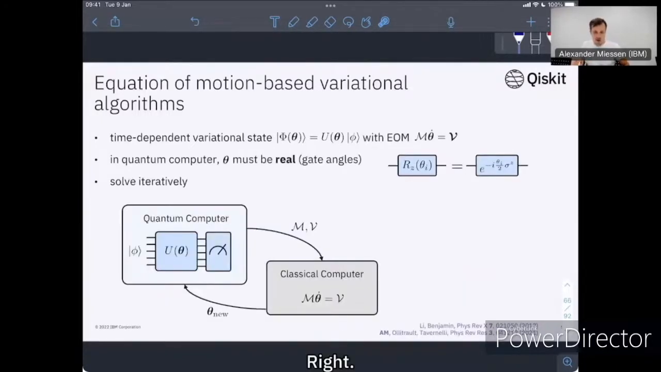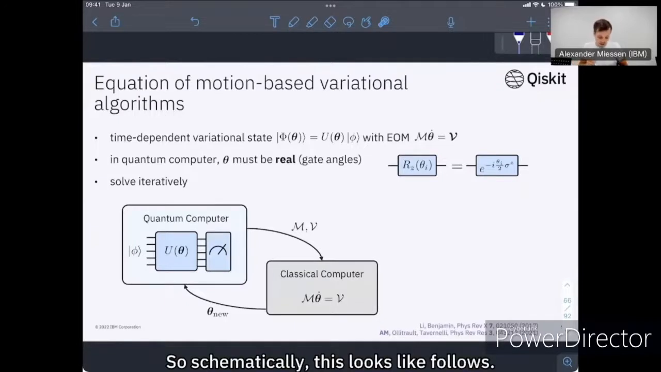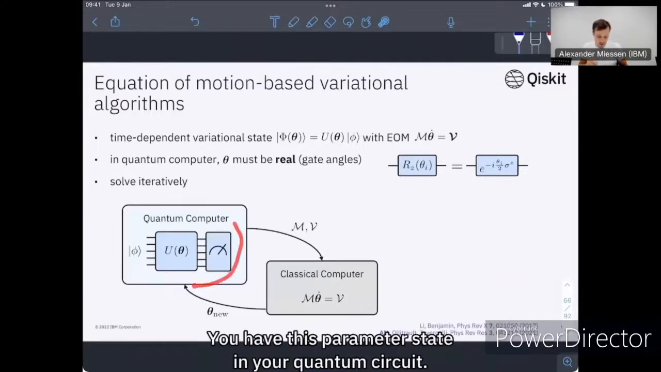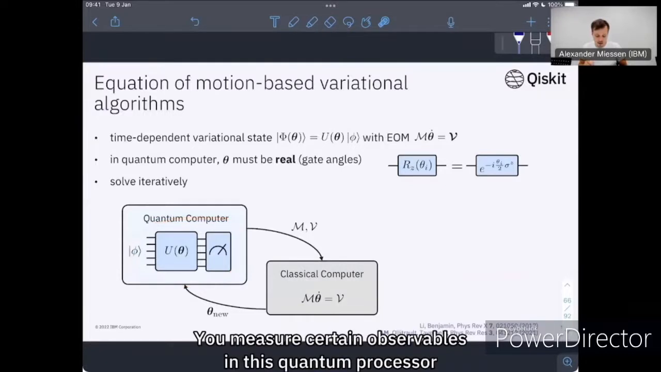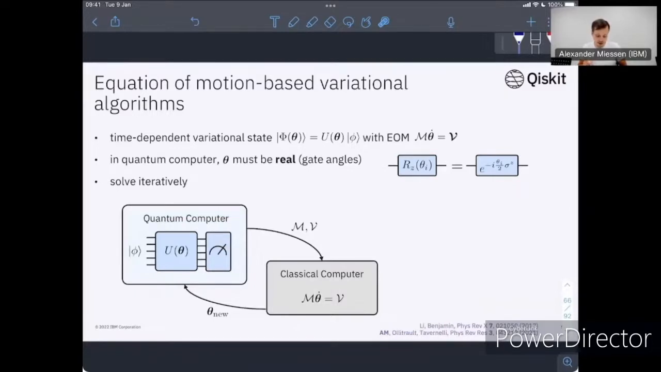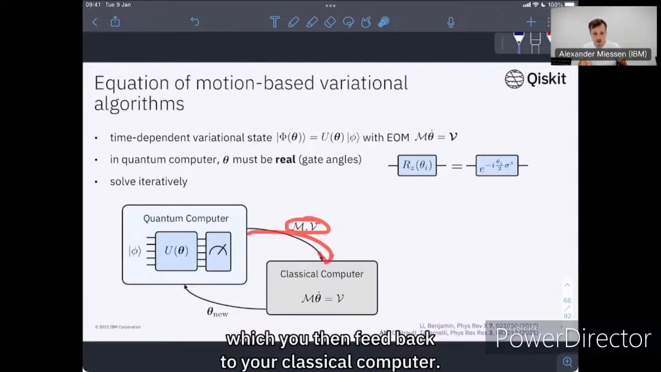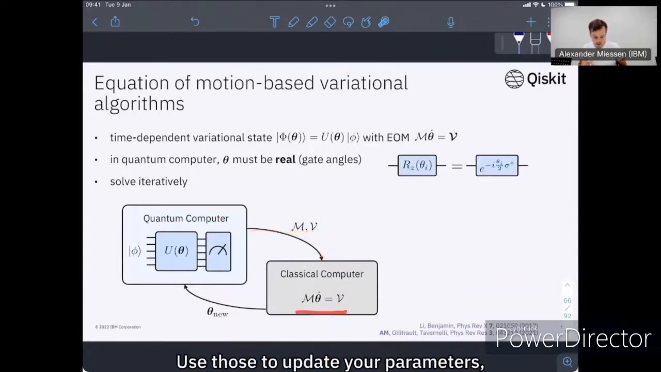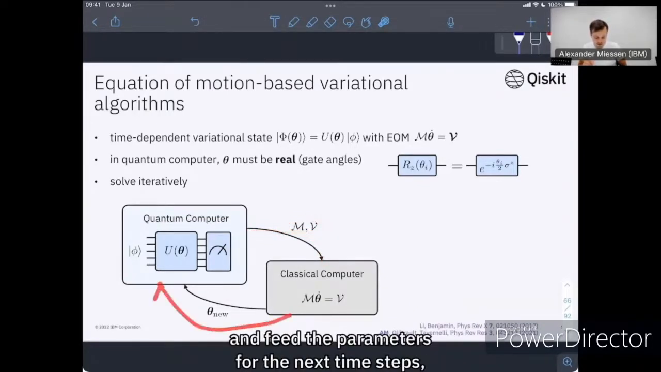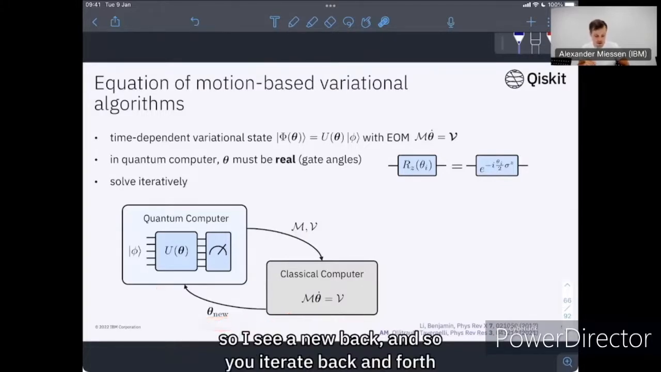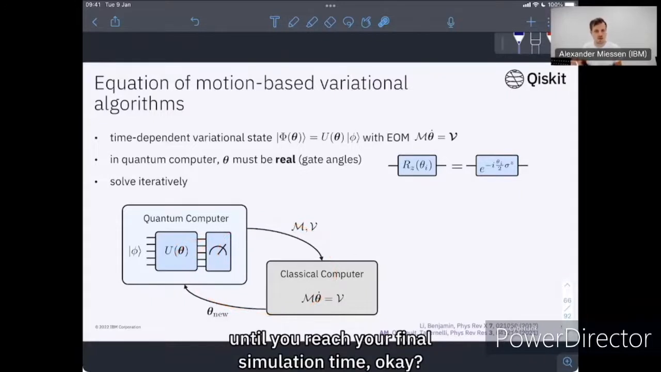Right. So schematically, this looks as follows. You have this parameterized state in your quantum circuit. You measure certain observables in this quantum processor, which you then feed back to your classical computer. Use those to update your parameters and feed the parameters for the next time step. So theta new back, and so you iterate back and forth until you reach your final simulation.